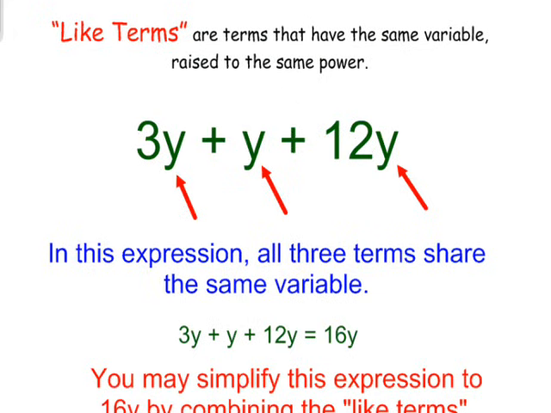Like terms are terms that have the same variable raised to the same power. So here we have 3y, 1y, and 12y. They all share the same variable y. So if we wanted to, we could combine all of these and just simplify it as 16y.